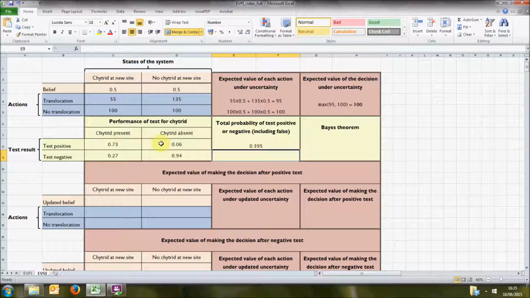Similarly, the test could return negative if chytrid were indeed absent, with probability equal to the prior belief in its absence, times the specificity of the test. Or, if chytrid were indeed present, with probability equal to the prior belief in its presence, times the probability of a false negative. So 1 minus the sensitivity. As a result, we have approximately a 60% chance of a negative test result, including true negatives and false negatives.